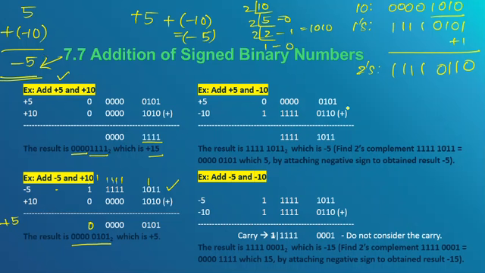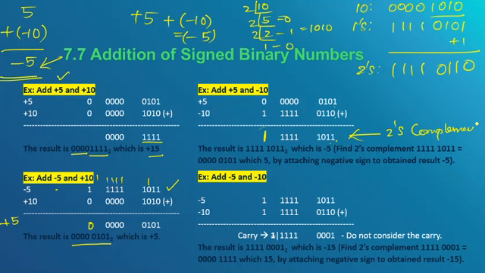So what I do is I just add the numbers. When you add them, you get 1 1 1 1 1 0 1 1. The sign bit is also 1, so it represents that it is a negative number. So the result which we got is in 2's complement form.